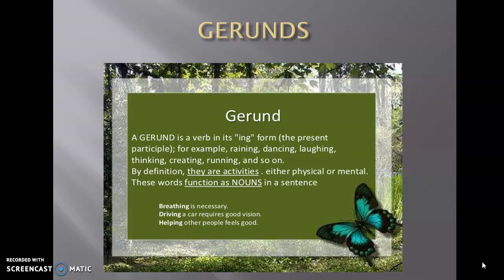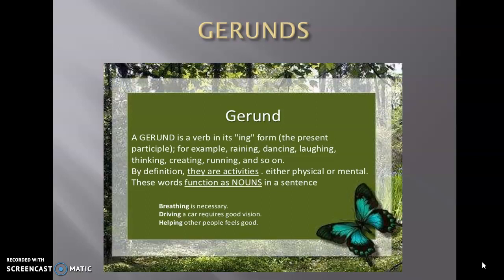For example, raining, dancing, laughing, thinking, creating. They are activities, whether they are physical or mental. They function as nouns in sentences. So, you have to remember gerunds are the ing form of verbs, and secondly, they act as nouns, not as verbs. They don't act as actions, they act as names of things, names of activities.